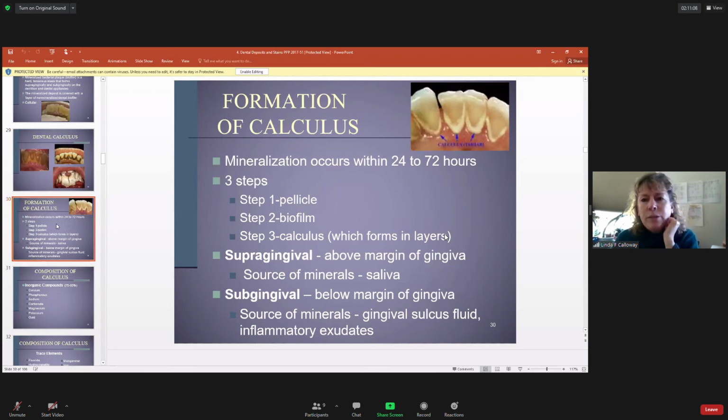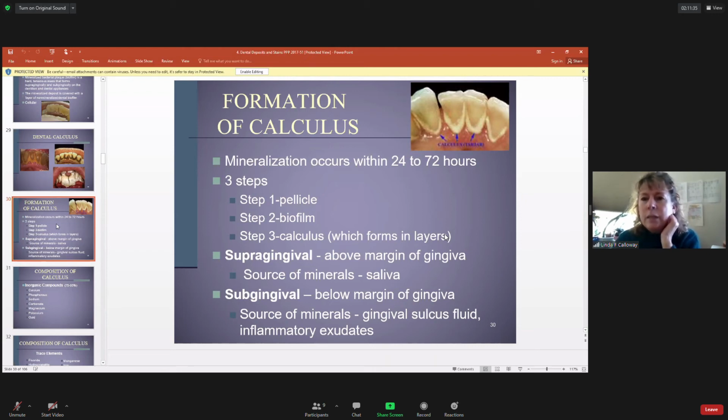So, formation of calculus. If plaque is left untouched, the mineralization can start to happen within 1 day. For some people, up to 3 days. It varies person to person. We're each unique, but some people will mineralize very quickly, and they have to do extra.